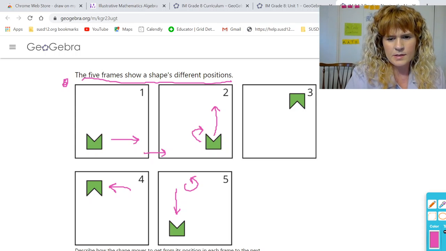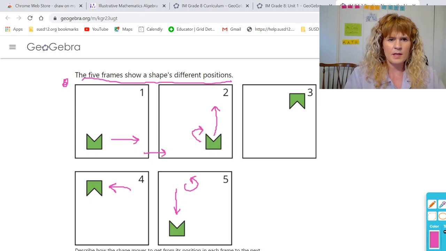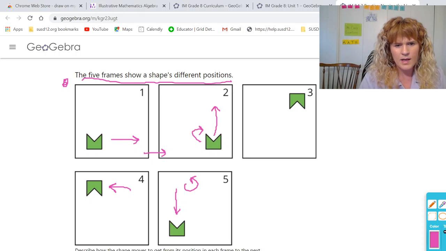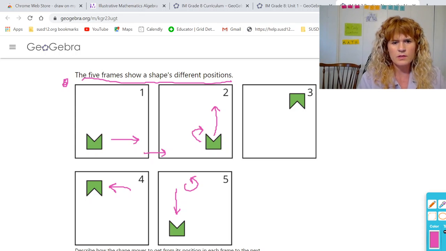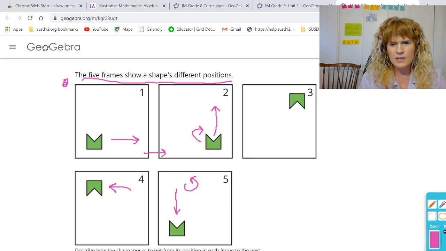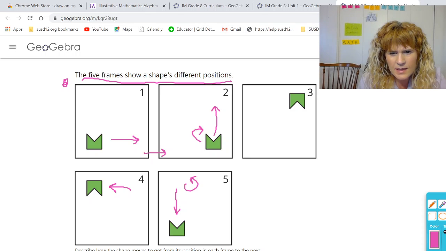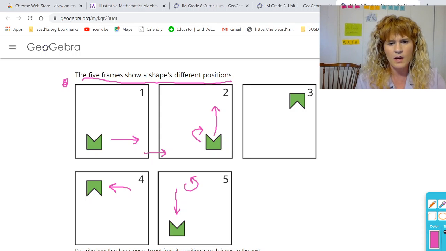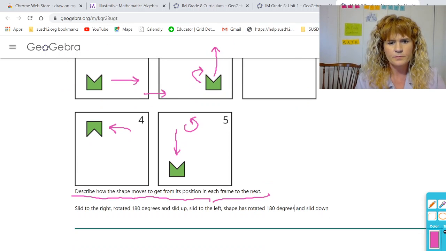I put commas in between each frame that I'm talking about. Look again. I wrote slid to the right, comma, rotated 180 degrees and slid up, comma, slid to the left, comma, shape has rotated, let me fix my spelling, 180 degrees, and slid down. Let me take away that comma because that was the same step. There we go. I have commas in between the steps.